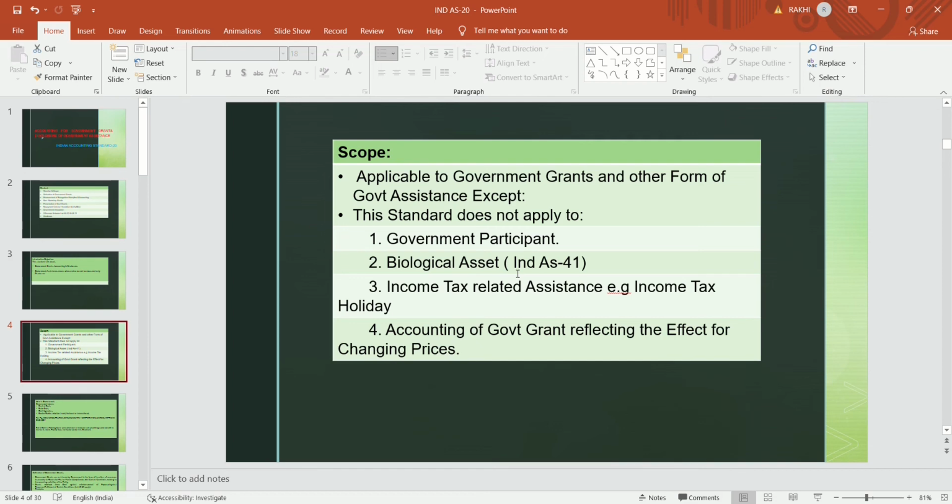Also, regarding any kind of biological asset, if the government is giving an asset, this standard does not deal with biological assets.